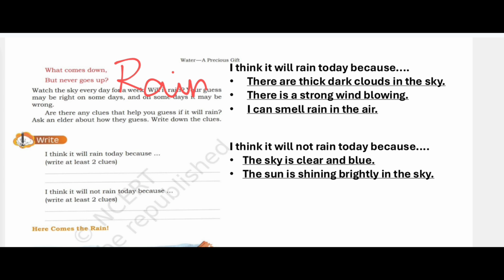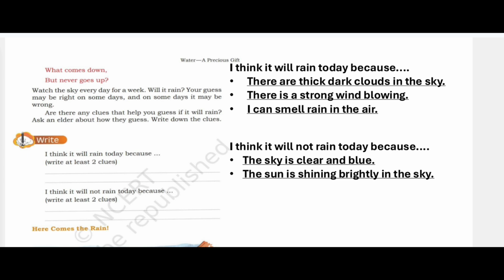Okay, now what is written next? Watch the sky every day for a week. Will it rain? Your guess may be right on some days and on some days it may be wrong. Are there any clues that help you guess if it will rain? Ask an elder about how they guess. Write down the clues. So it's given, so look below.